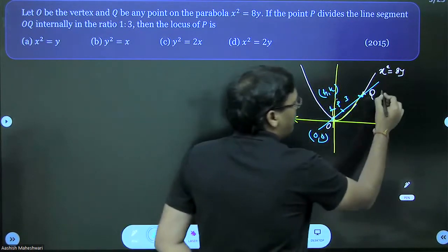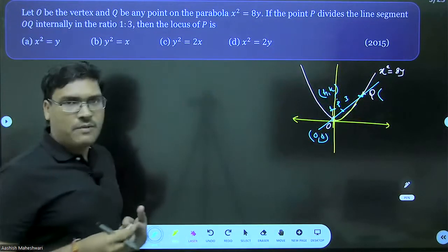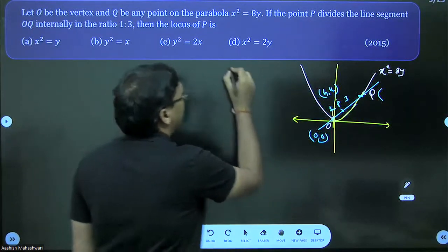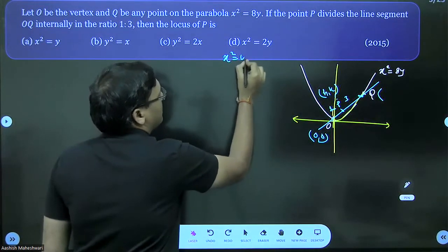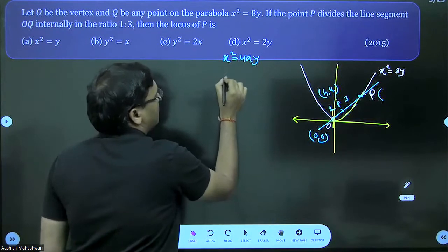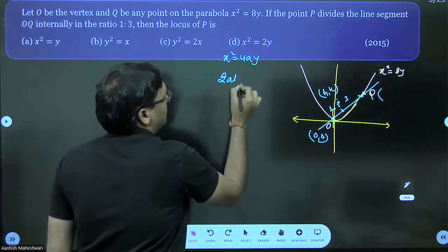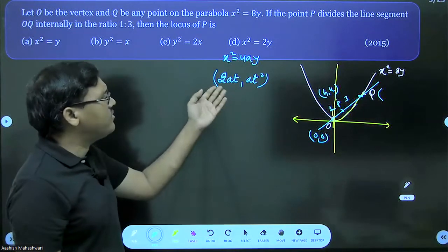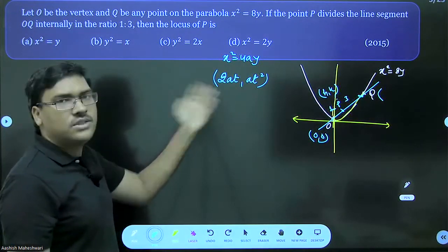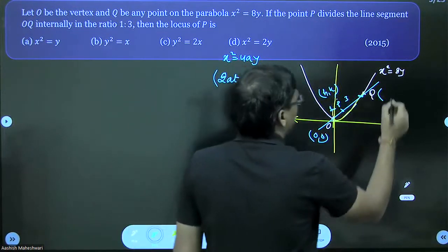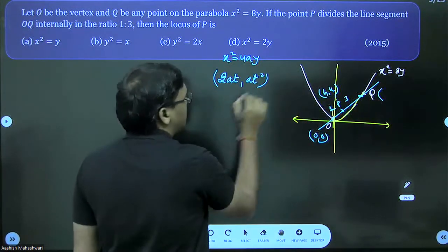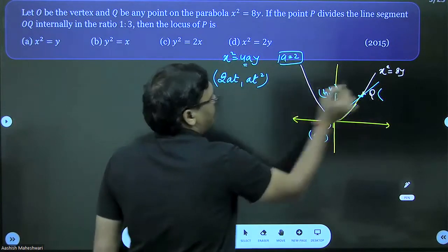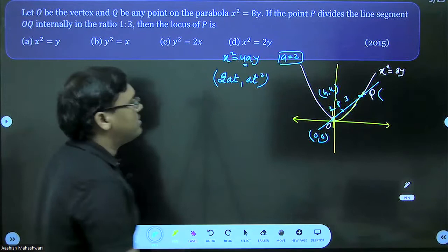Now for any point on this, you can apply the parametric form. What is the parametric point of x square equal to 4ay? What is the parametric coordinate? 2at, comma at square. You can see, I can assume any point on this parabola in this form. What is the value of a? a is equal to 2. 4a is equal to 8, right? a is equal to 2. So this is 4t.